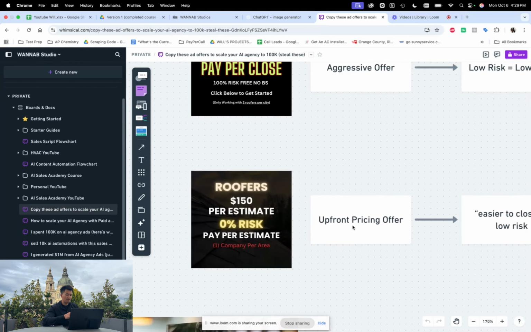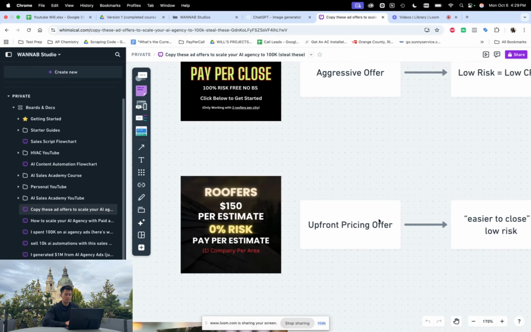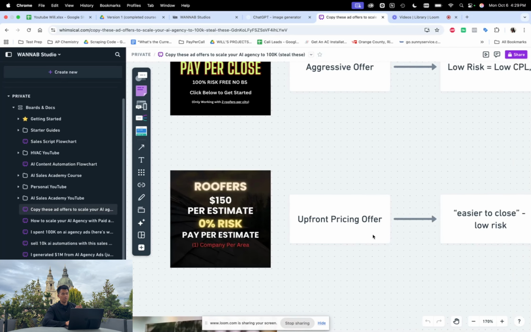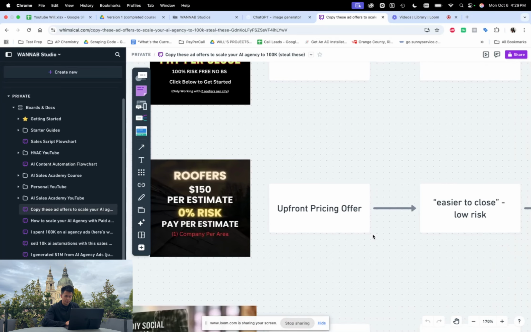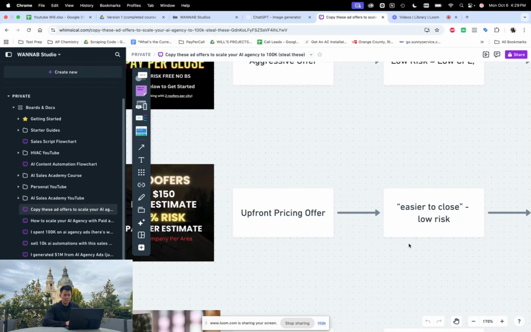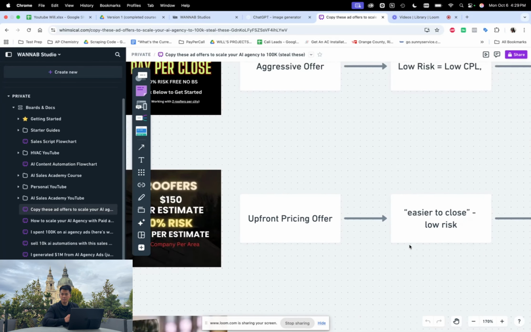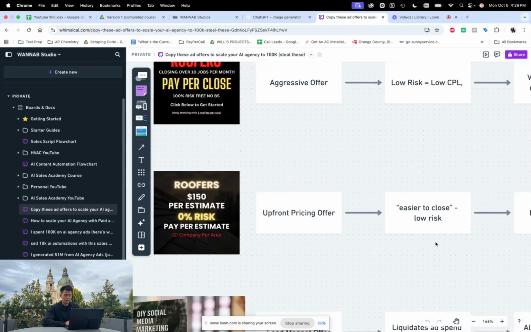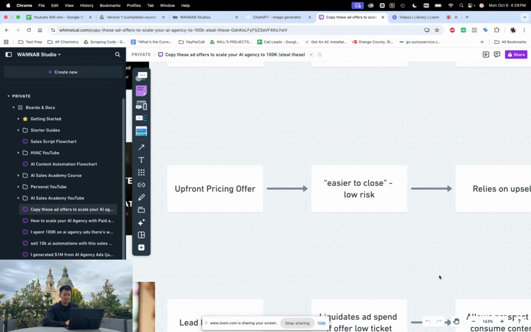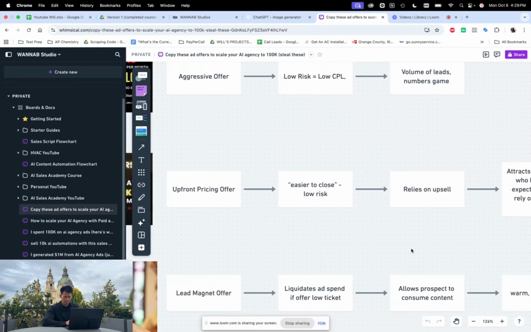You can't say 150 per estimate, and then when they're getting on the call, you're saying a different number than what you said, right? It's going to be difficult for your prospect to trust you. So this doesn't necessarily make the prospect easier to close. It just means that they kind of have an idea and you disqualify some people already, right?